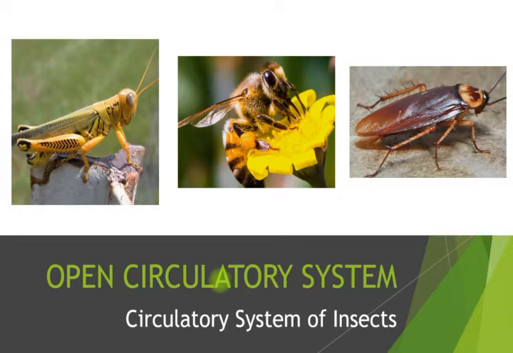Whereas for the closed circulatory system, the blood only flows inside the blood vessels and does not touch the body cells directly. That is the difference between the open circulatory system and the closed circulatory system. So let's take a look at the open circulatory system. The example is the circulatory system of insects.